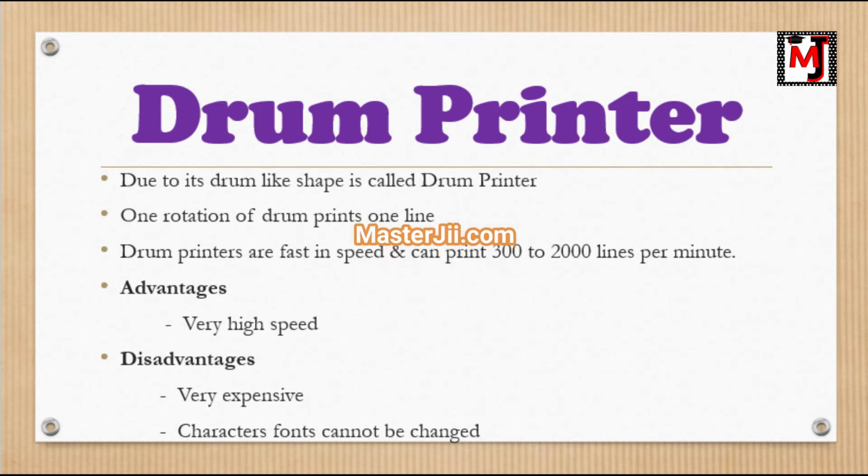A character set is embossed on the track. Different character sets available in the market are 48 character set, 64 and 96 character set. One rotation of drum prints one line. Drum printers are fast in speed and can print 300 to 2000 lines per minute. Its advantages include very high speed and its disadvantages include very expensive. Character font cannot be changed.